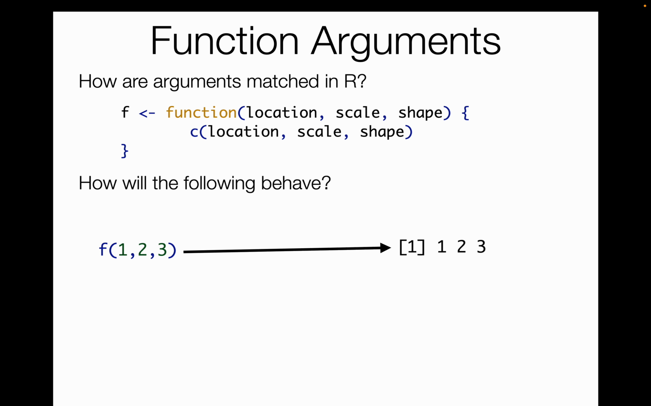So here's the outcome. It is 1, 2, 3. I don't think that should be very surprising to you. Of course, I gave 1 first, and so it's automatically going to match to location, 2 to scale, 3 to shape. Now what if I get more exciting? Scale is 1, 3, and then 2. Pause the video and guess.